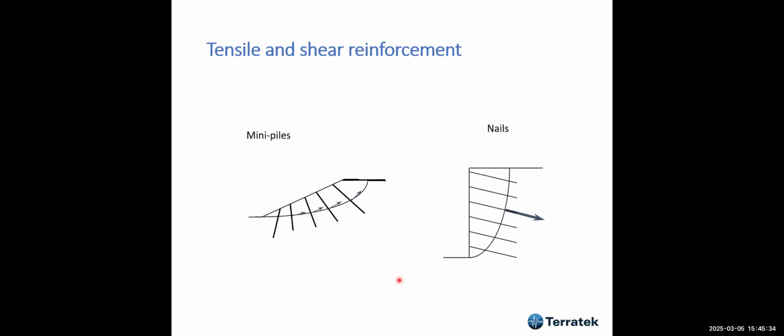In most cases, I would say 90% of the cases, only tensile on the nails is necessary, okay? Unless you have nails which have a bending stiffness, like mini piles, okay? Then shear could be more important.